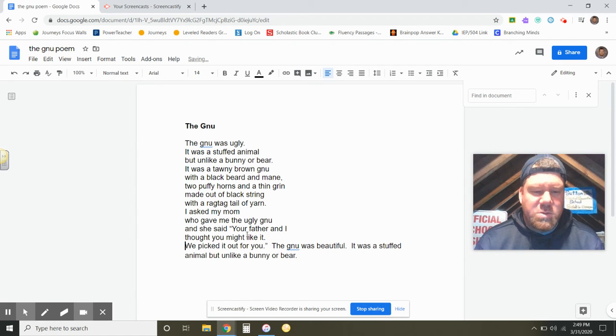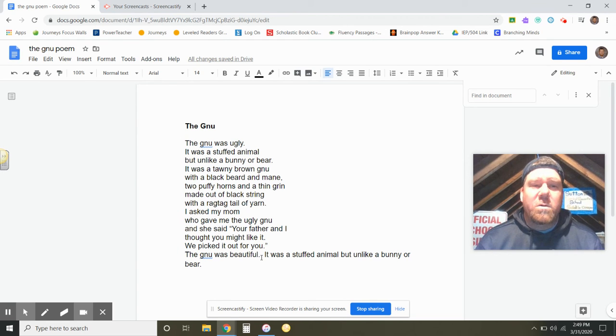Okay, so we'll leave that as one line too. We picked it out for you. So they purchased it and they picked it out specifically for me. So I'll leave that one line as well. The gnu was beautiful. See the contrast there from the beginning of the poem, the gnu was ugly, to now the gnu was beautiful. Now that the person, which was me, realized that this gift was from my parents, it had a whole new meaning to it. And so now I find it to be beautiful.